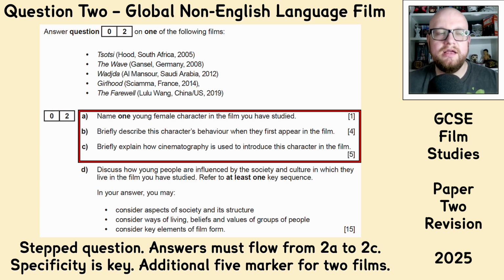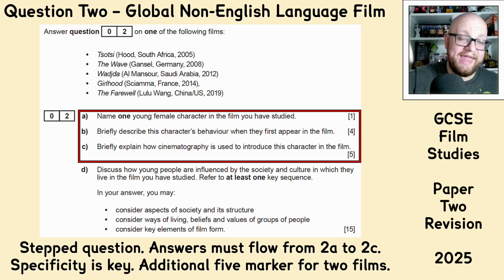This is why, and you're going to hear it to death, and you probably already have, teachers tell you to read the questions first, because it might be that you rush into this question and write down a female character, and then when you get to B, you struggle a little bit to talk about their behaviour, and then when you get to C and you're thinking about how cinematography is used to introduce them, you struggle even more. When actually, what you could do is take a step back when you first read that question and think, right, I'm going to think about a character who is going to be really good for me to talk about in terms of the behaviour and in terms of how they are introduced in this film.